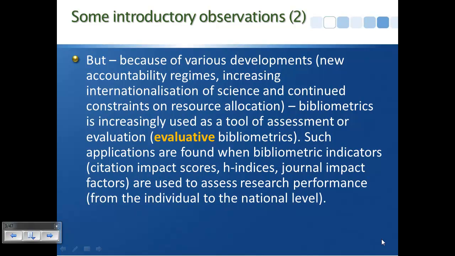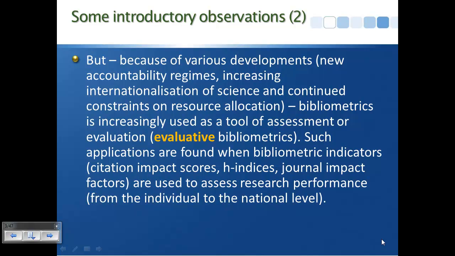The internationalization of science, the fact that science has become global science, and the competitiveness, the competition for human capital and for the top scientists, that has led to the use of bibliometrics for that. And then constraints on resource allocation. If the NRF or the NIH or NSF have to decide which projects to fund, they can't fund every proposal, they start to use bibliometric indicators in the process of decision making.